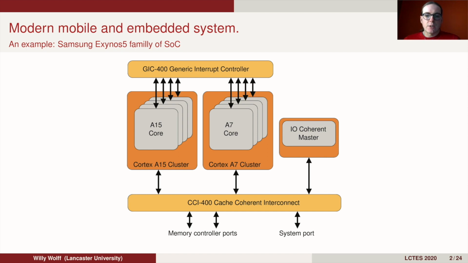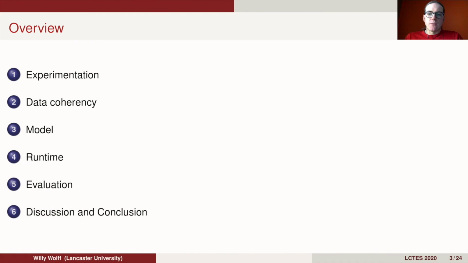This talk discusses an interesting issue found on a particular interconnect related to extra latency induced by data coherency. During this talk, we will first run some experiments to show the problem on a real-world application. We will then dive into hardware architectural details to understand what is going on precisely. Next, we will model the problem and then use this model at runtime to avoid it. We will then evaluate our solution with different workloads and conclude this talk. Let's get started.